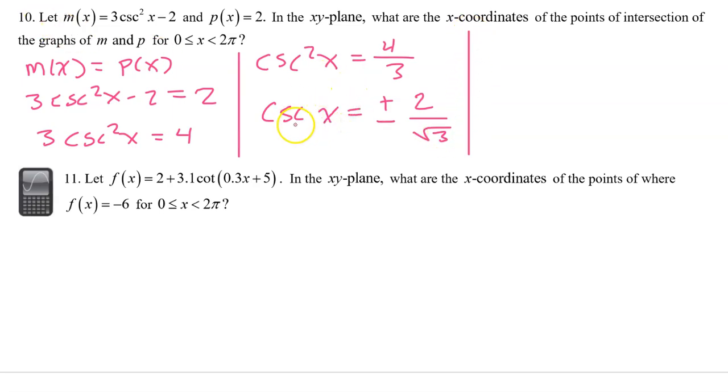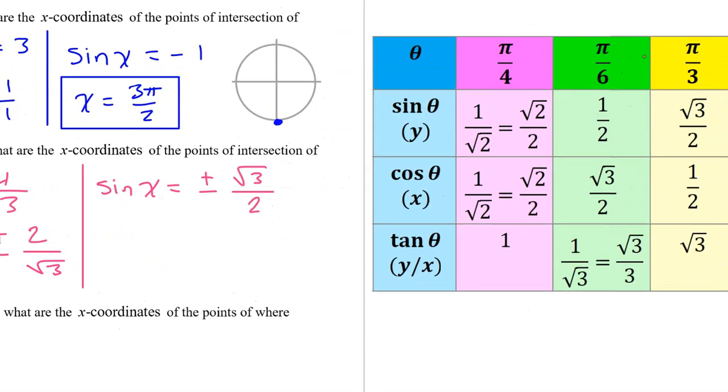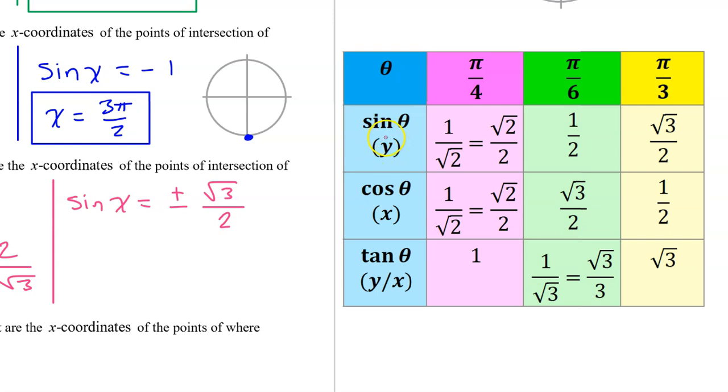Now let's take the reciprocal of both sides of this equation. The reciprocal of cosecant is sine. So on the left side we have the sine of x equals plus or minus, and of course the reciprocal of 2 over radical 3 is radical 3 over 2. We can find the reference angle by asking ourselves, the sine of what is radical 3 over 2? Remember those 9 trig values that we have memorized. We know that the sine of pi over 3 is radical 3 over 2. So pi over 3 is the reference angle.